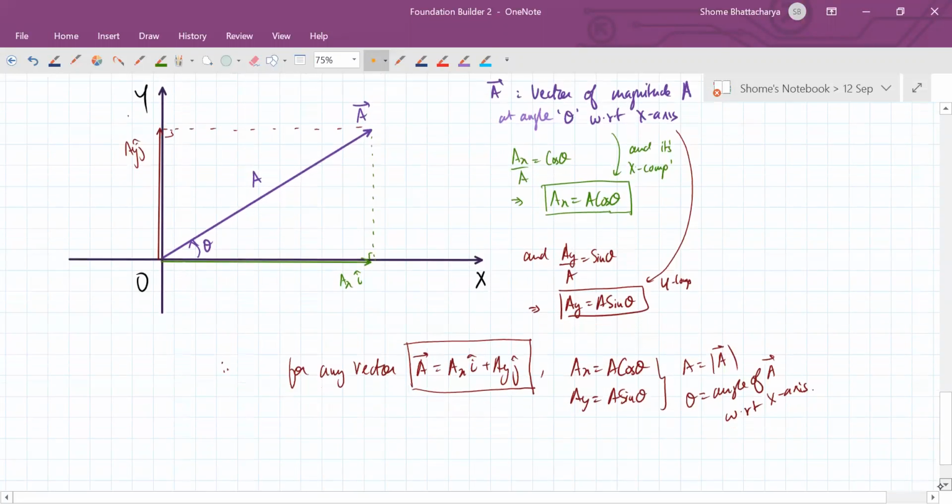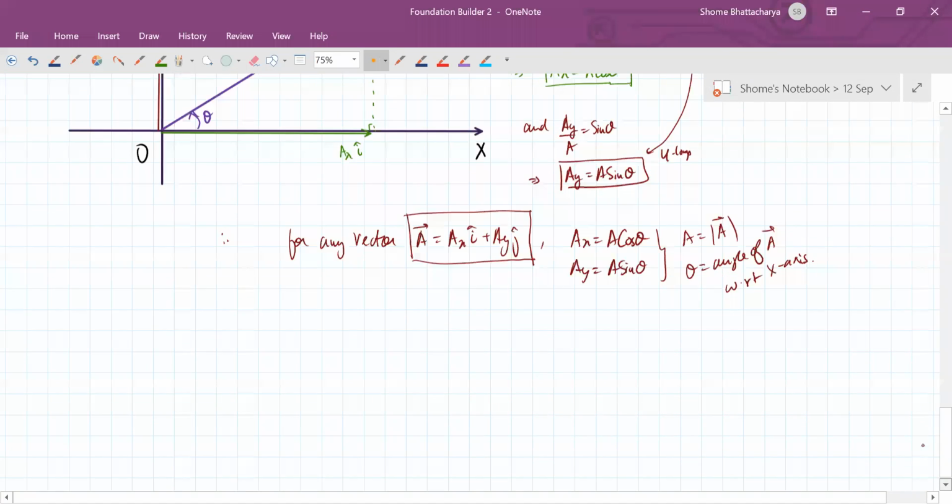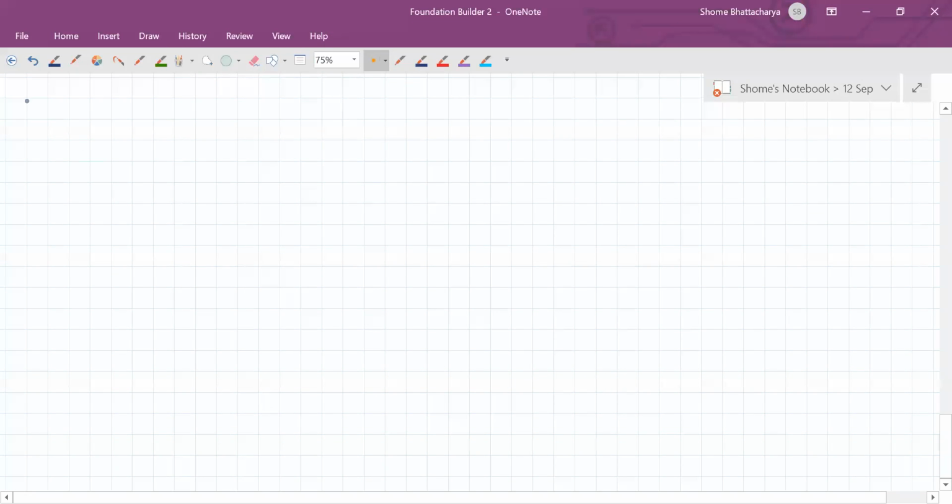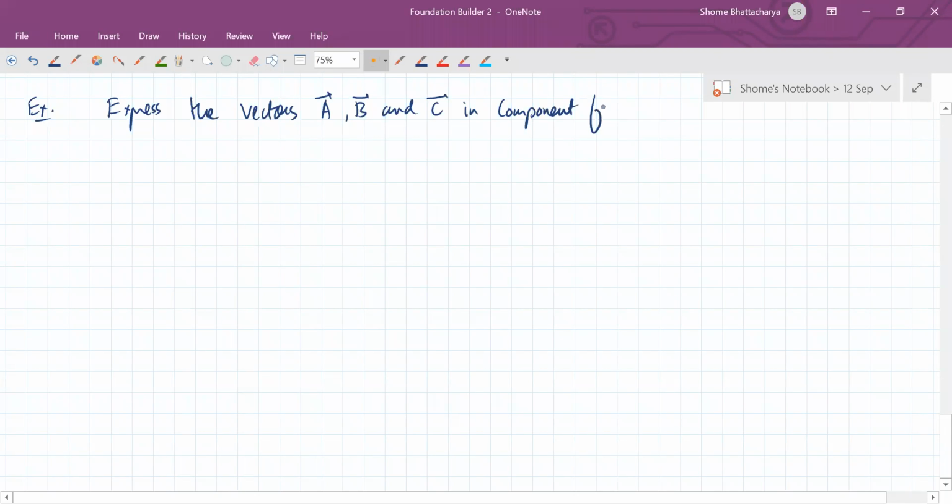Okay, so let us put this into practice with an example. Express the vectors A, B and C in component form.